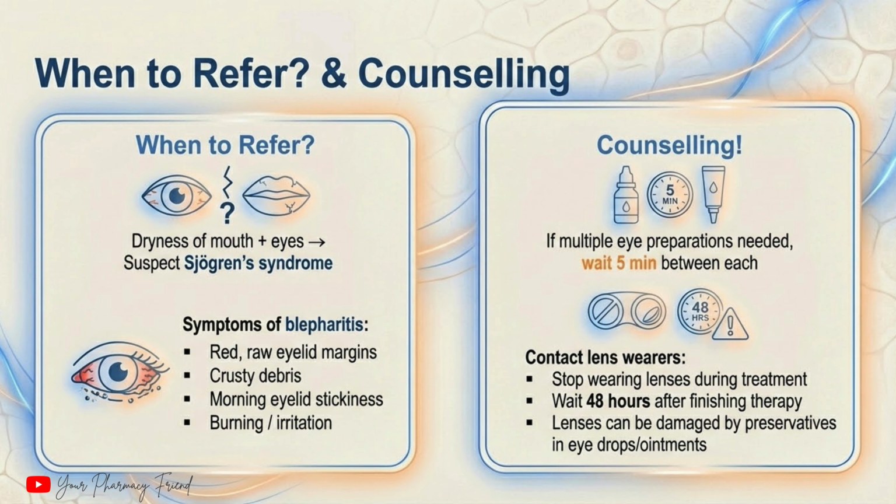Referral is required in certain situations. If the patient reports dryness of both the eyes and the mouth, Sjogren's syndrome must be suspected, and referral is mandatory. If symptoms suggest blepharitis, such as red, inflamed eyelid margins, crusting, irritation, or eyelids sticking together, referral is also required for appropriate management. Persistent, worsening, or atypical symptoms should always prompt further evaluation.